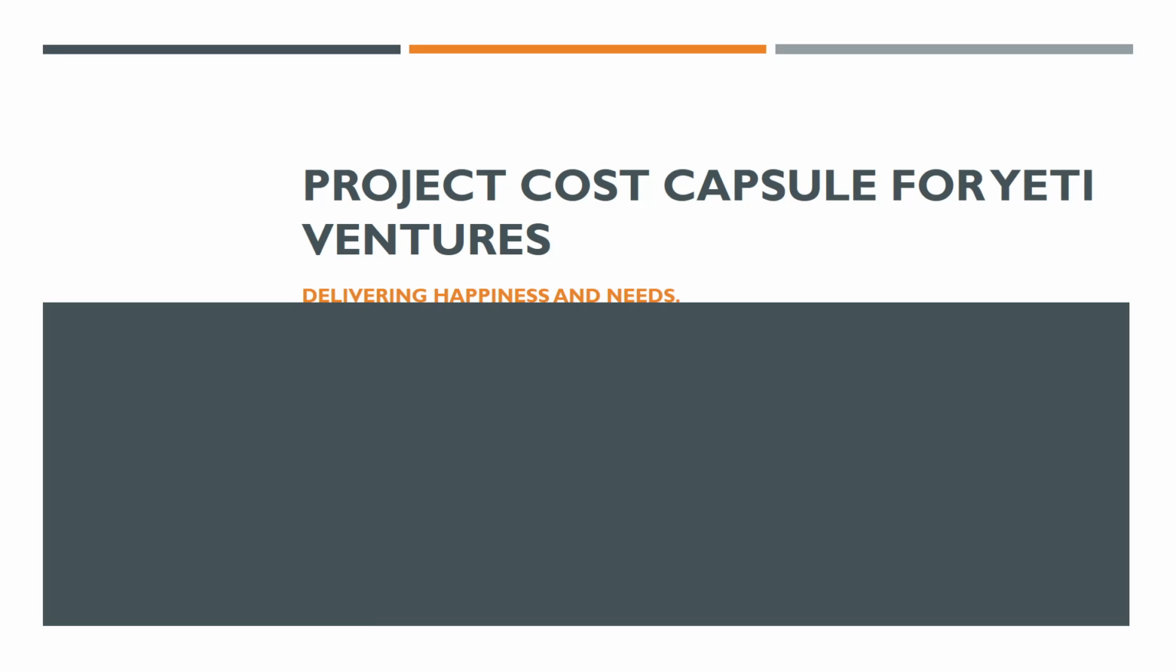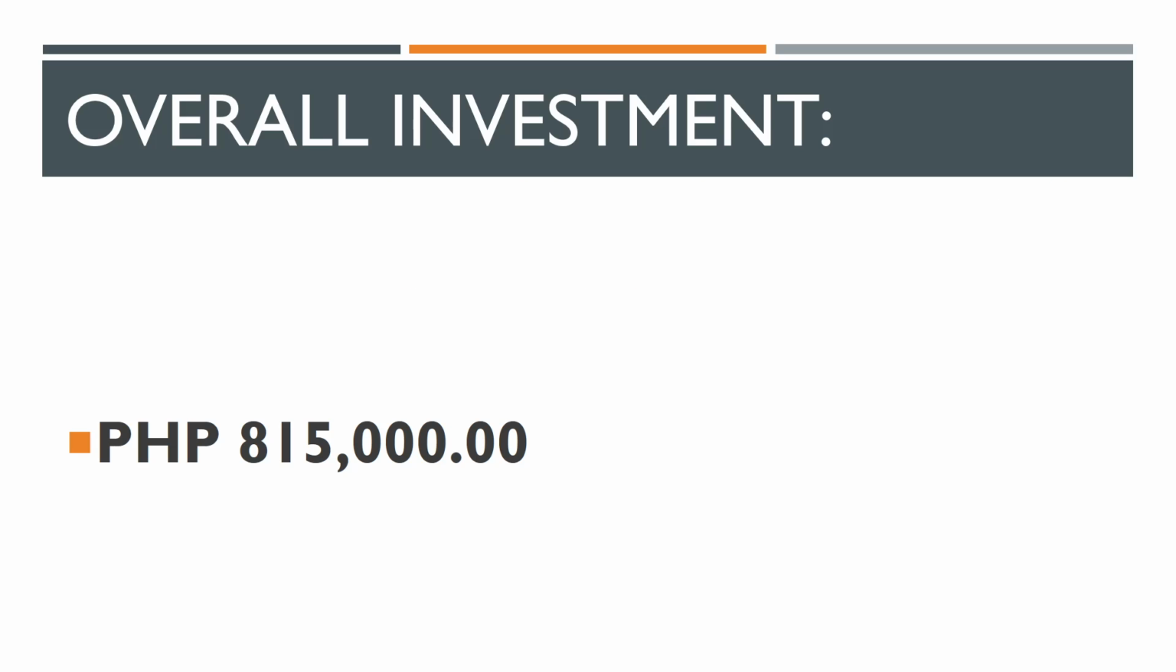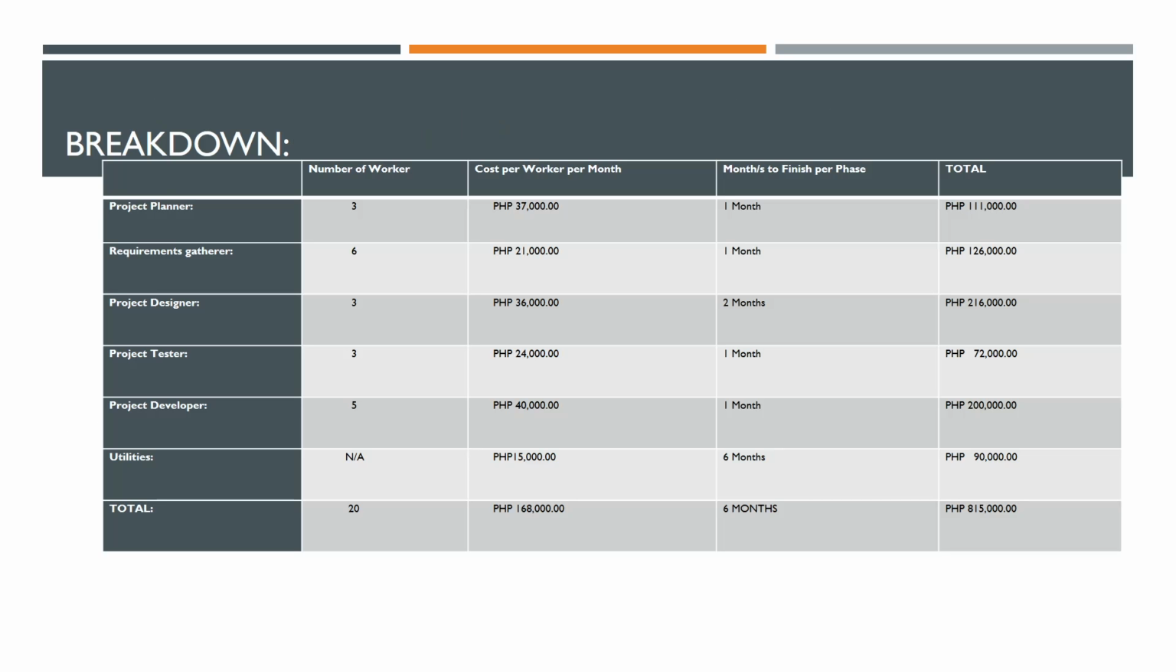So project cost capsule for Yeti Ventures. So the overall investment is 815,000 pesos. So breakdown, project planner. We have three project planner and cost per worker per month is 37,000. So month to finish per phase is 1 month. So that would be 111,000.